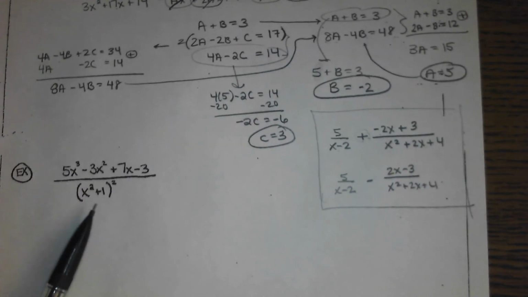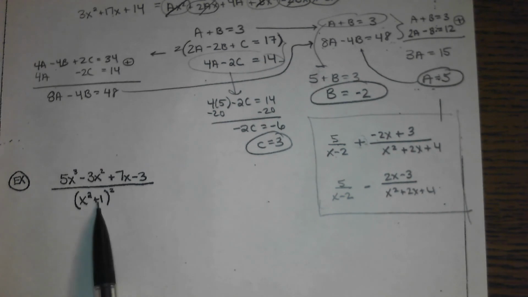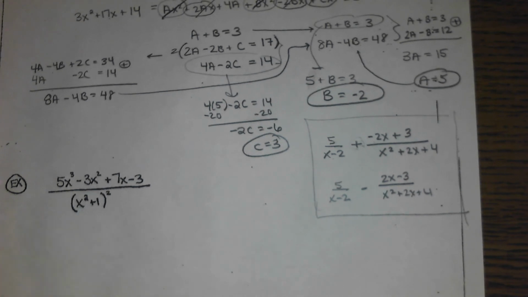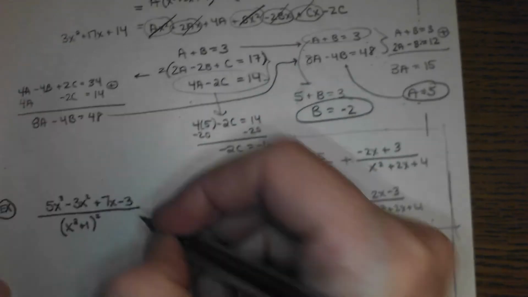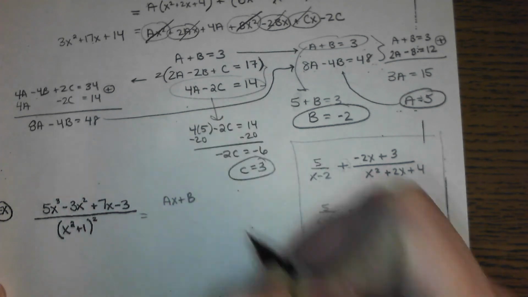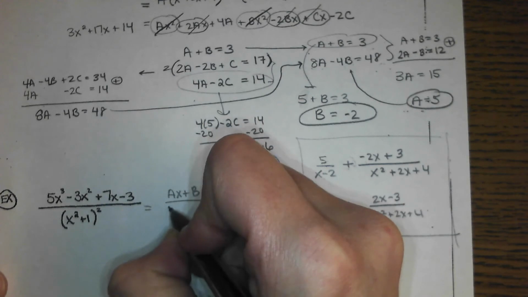In the next one, similarly to last night, I'm showing you an example of a quadratic factor that's being raised to the second power. So the factor that's inside the parentheses is certainly quadratic because there's a squared on that, but then it also has a degree more than 1. So just like we did yesterday, we have to work our way up to that. So this will equal ax plus b over x squared plus 1.